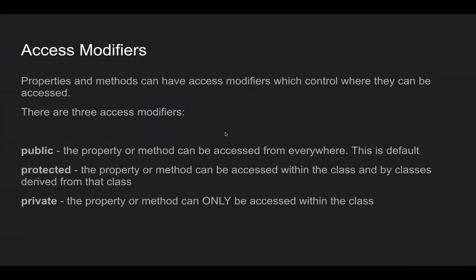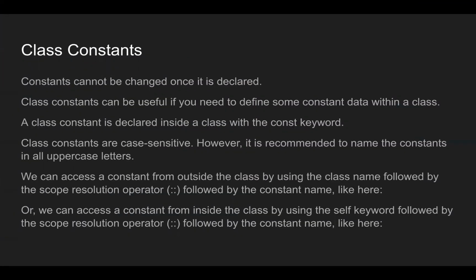So another thing we need to look into is called class constants. So what are constants or class constants in PHP? Constants cannot change once they're declared. The constant is useful if you need to define some constant data within a class. A class constant is declared with the const keyword, and class constants are case sensitive. However, it's recommended to name constants in all uppercase letters so that it's also visible to another developer that it is actually a constant, it doesn't change.